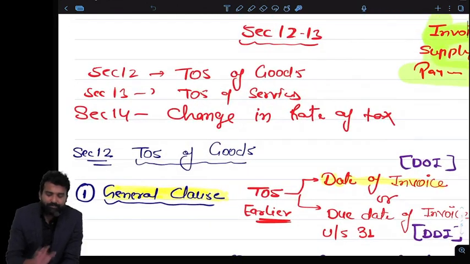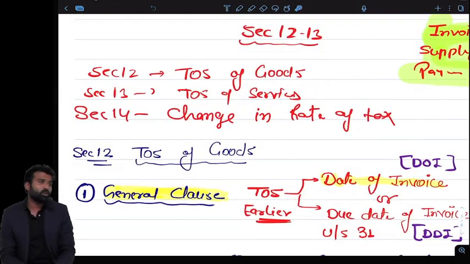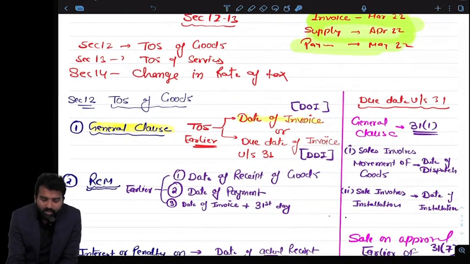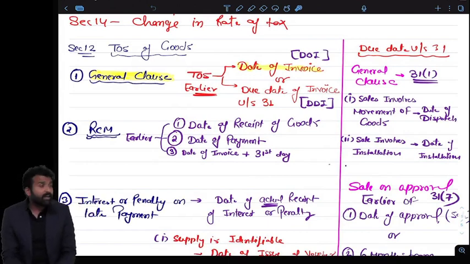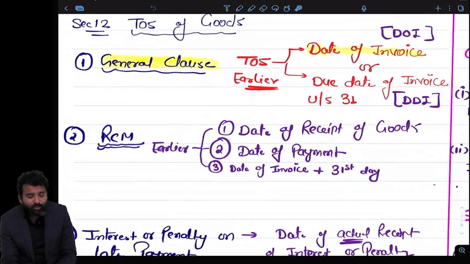First of all, which sections do we have to cover for understanding this concept of time of supply? 3 sections: section 12, section 13, and section 14. Section 12 talks about time of supply of goods, 13 talks about time of supply of services, and 14 talks about change in rate of tax. Now, what about time of supply of goods? Very interesting. There are many cases for time of supply of goods, in which the general clause is the most important case. The general clause says what the time of supply is, meaning when I have to pay the GST.